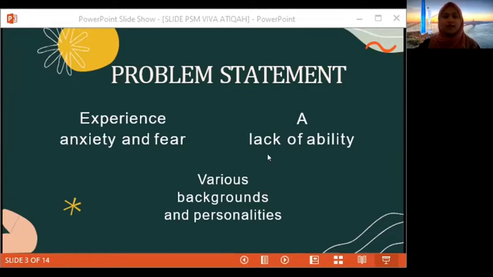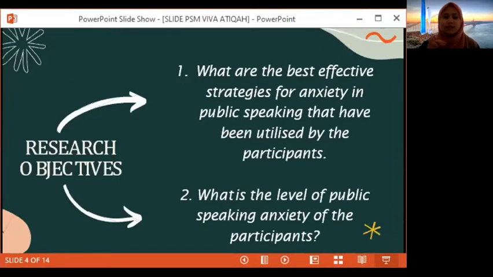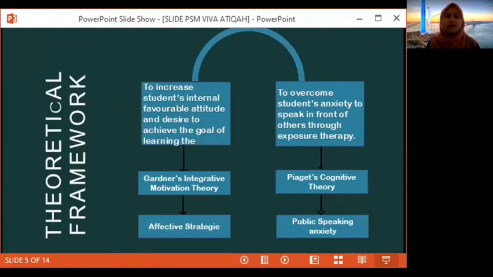So the next is the research objective. The research objectives are: what are the most effective strategies for anxiety in public speaking that have been utilized by the participants, and what is the level of public speaking anxiety of the participants. So the next slide is the theoretical framework, which explains some of the concept words used in the analysis.